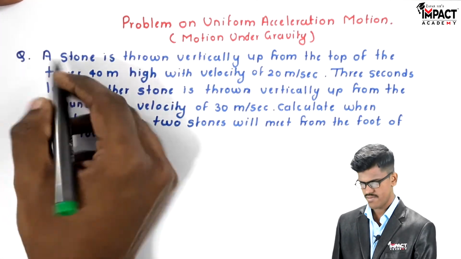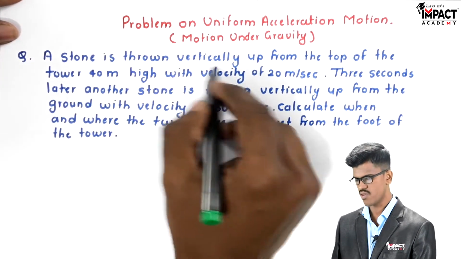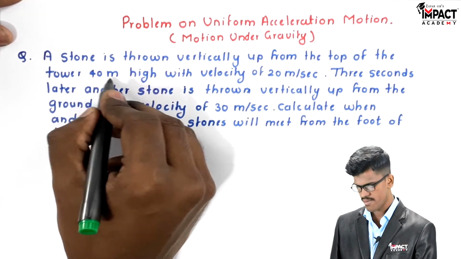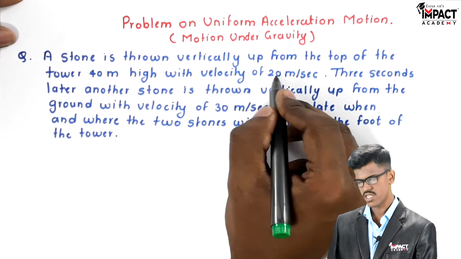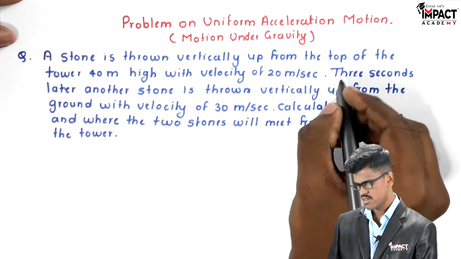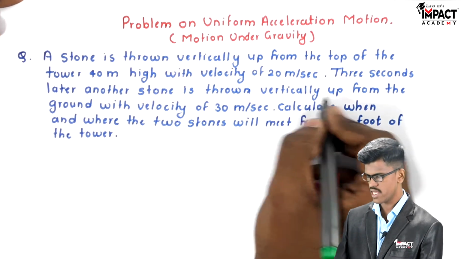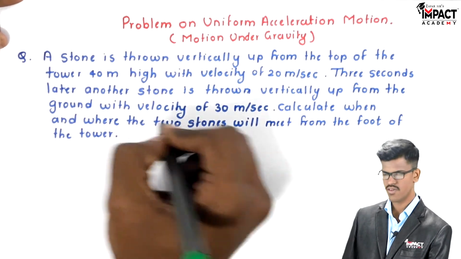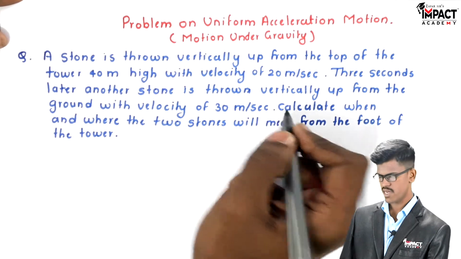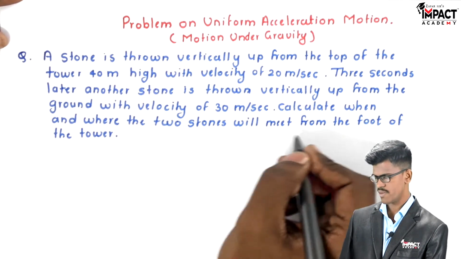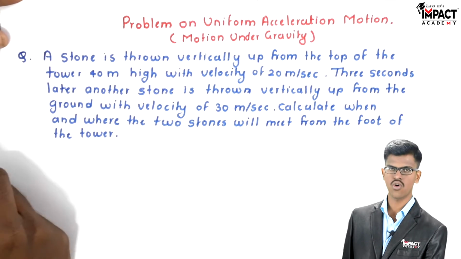Here is a problem. A stone is thrown vertically up from the top of a tower which is 40 meter high with a velocity of 20 meter per second. 3 seconds later, another stone is thrown vertically up from the ground with a velocity of 30 meter per second. Calculate when and where the two stones will meet from the foot of the tower.